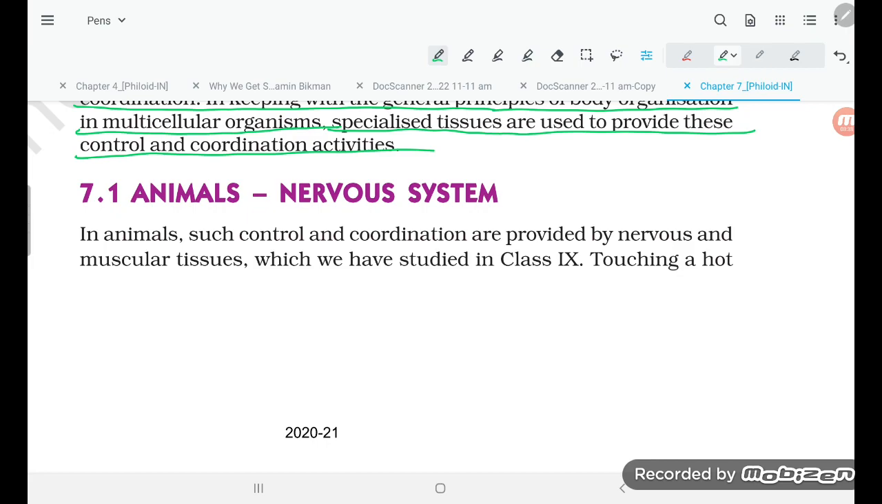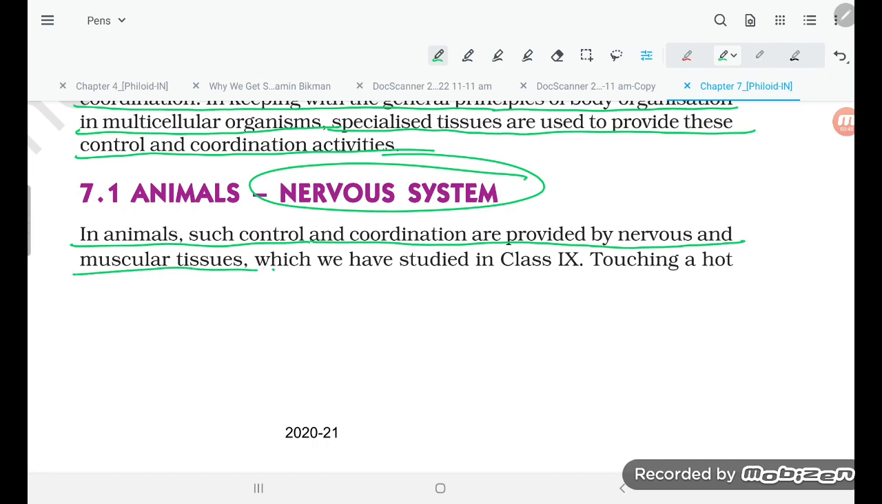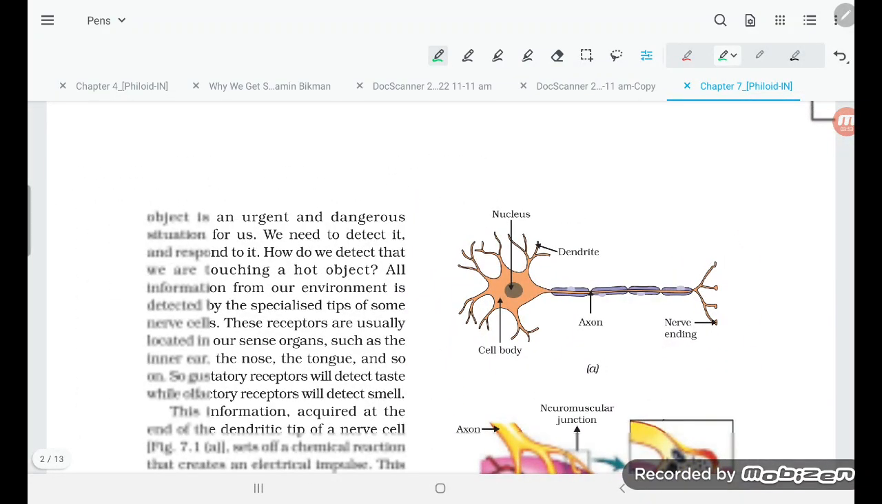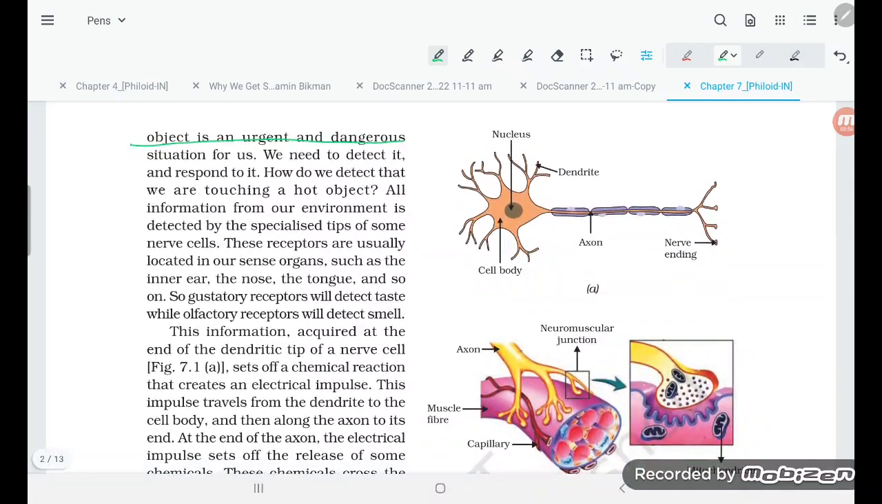In multicellular organisms, specialized tissues are used to provide these control and coordination activities. The first one we are going to look at is the nervous system in animals. In animals, such control and coordination are provided by nervous and muscular tissue, which we studied in class 9. Touching a hot object is an urgent, dangerous situation for us; we need to detect it and respond to it. How do we detect that we are touching a hot object? All information from our environment is detected by specialized tips of some nervous cells.